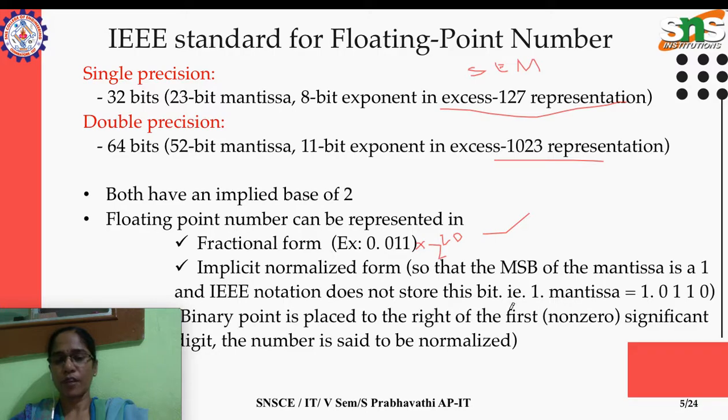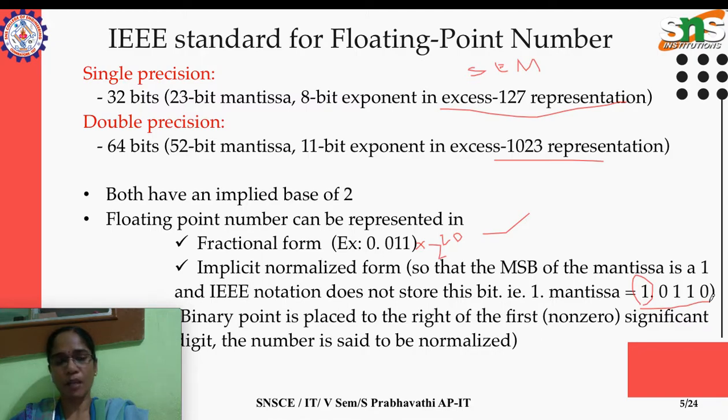Okay. For example, if the implicit representation is like this, 1.0110, this is implicitly understood. Before the decimal point there is always 1, that's the meaning. The binary point is placed to the right of the first non-zero bit, so it should be 1. Where the binary point is placed to the right of this significant bit, this way of representation is said to be normalized form.